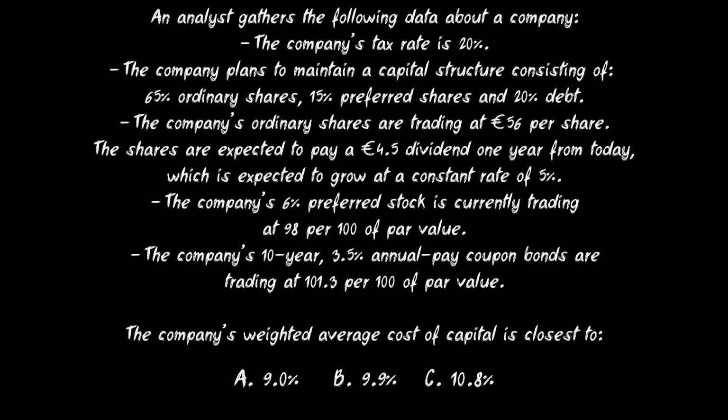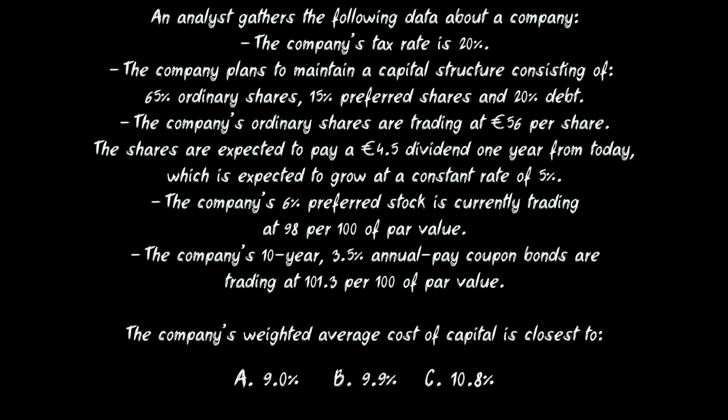The company plans to maintain a capital structure consisting of 65% ordinary shares, 15% preferred shares and 20% debt. The company's ordinary shares are trading at €56 per share. The shares are expected to pay a €4.5 dividend 1 year from today, which is expected to grow at a constant rate of 5%. The company's 6% preferred stock is currently trading at 98 per 100 of par value. The company's 10-year, 3.5% annual pay coupon bonds are trading at 101.3 per 100 of par value.